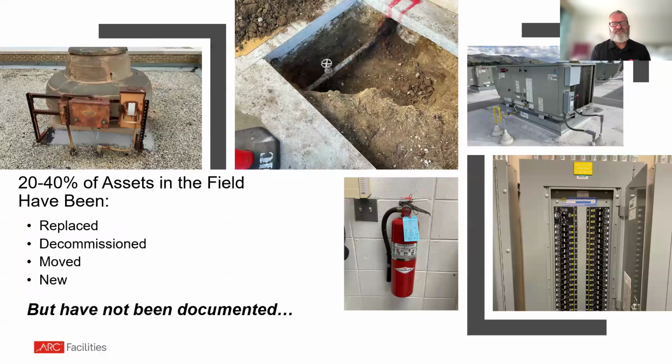But the challenge is, in many cases, 20 to 40% of the assets have been replaced. They've been decommissioned, they've moved, or they're new, but they're not all documented. That could be everything from an electrical panel to, we moved a drain line, we moved whatever in your building, or you swapped out an AHU. What's in the field today? And how are you able to maintain that moving forward, in real time, as things change, and document that?